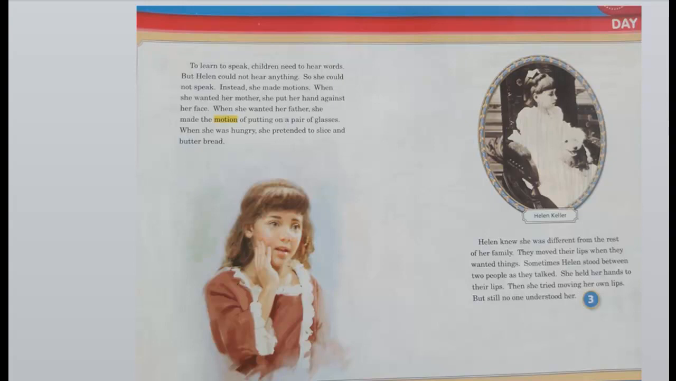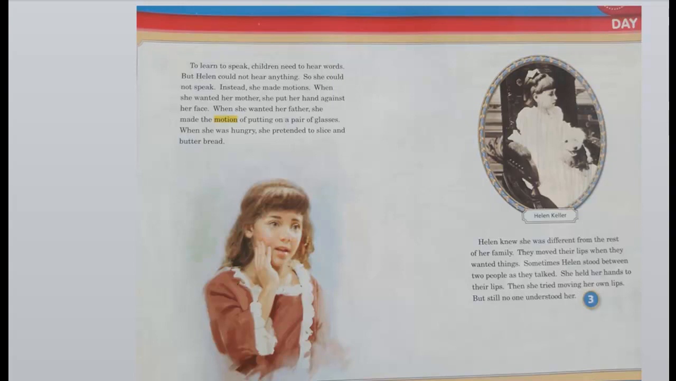She didn't hear or talk since her illness when she was a baby, so she couldn't speak. You got it? She didn't learn how to speak, and she didn't hear her family speaking. Okay, she grew up knowing the world by what, guys? Touch. So she was wondering, why are they moving their lips when they want something? So that's when she knew that she is different from the rest of her family. Okay, when she tried to move her lips like them, they still couldn't understand her, right?